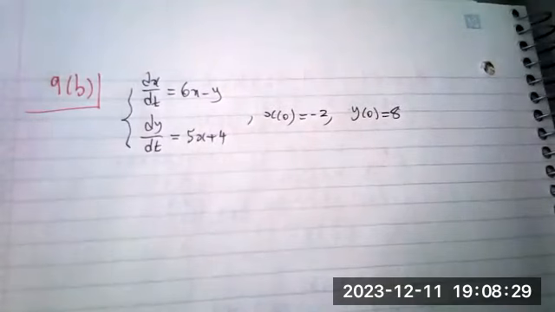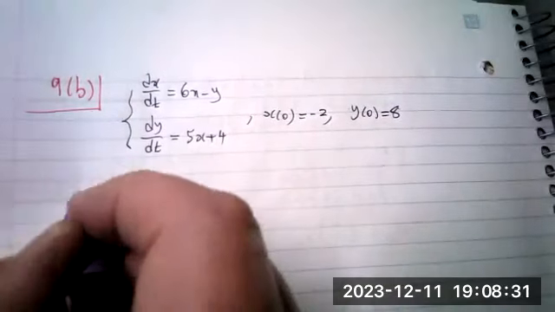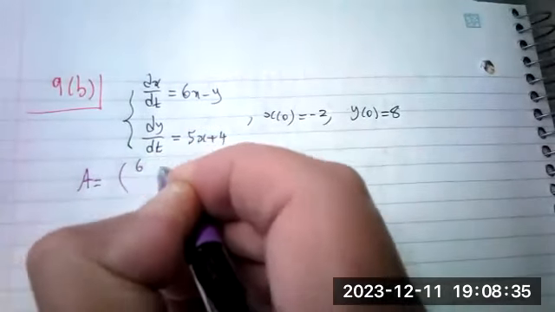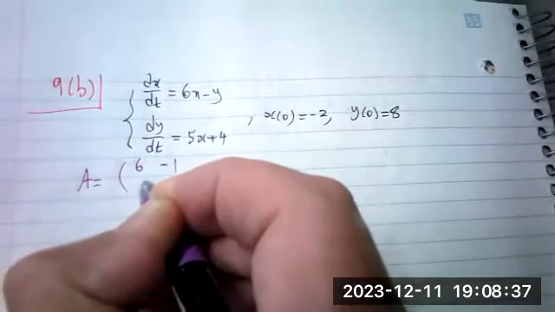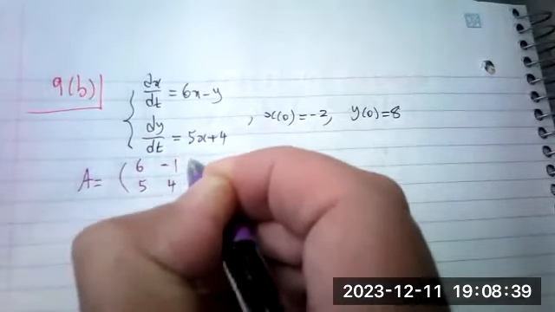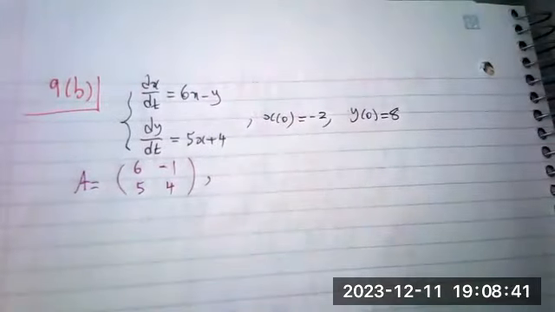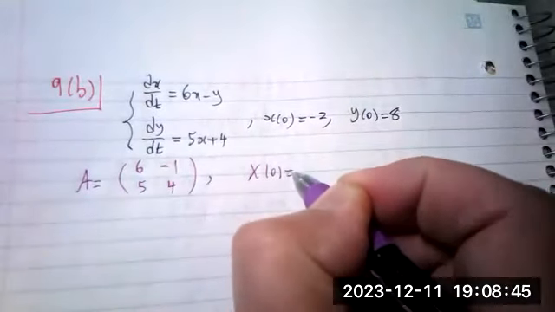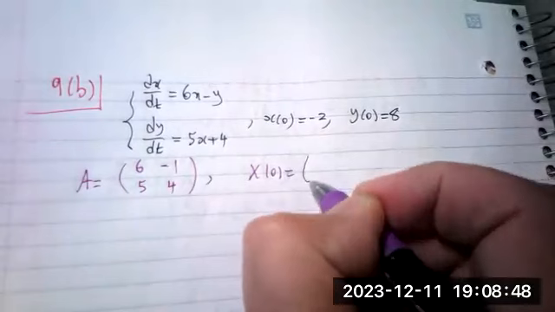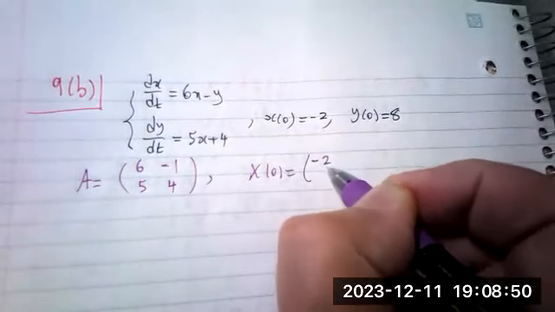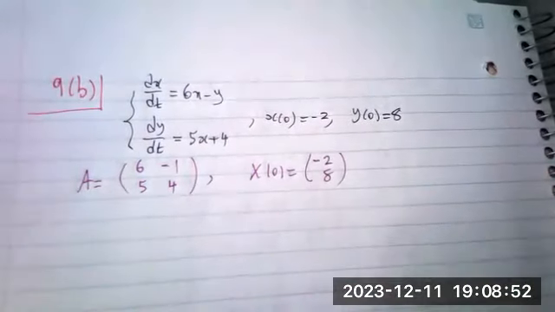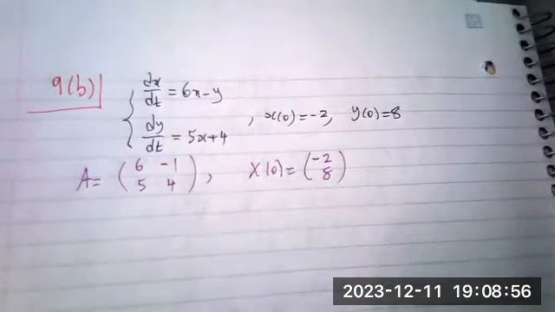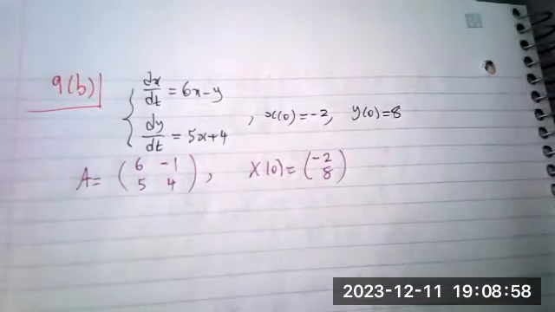Okay, so we change it to the matrix form. This is it. A is equal to [6, -1; 5, 4]. That's it. And the initial condition is this one. Okay, sometimes they write it in this form. I just want to make sure you know it if they write it down. Okay, x of 0. So we go for it.